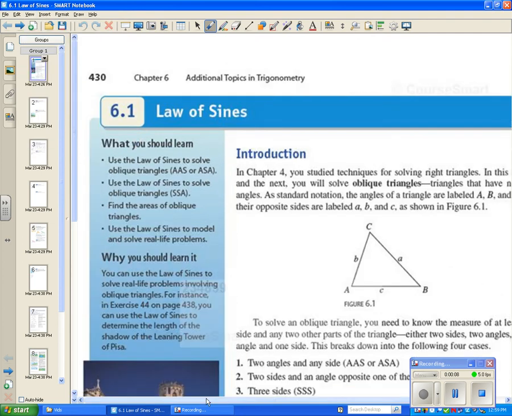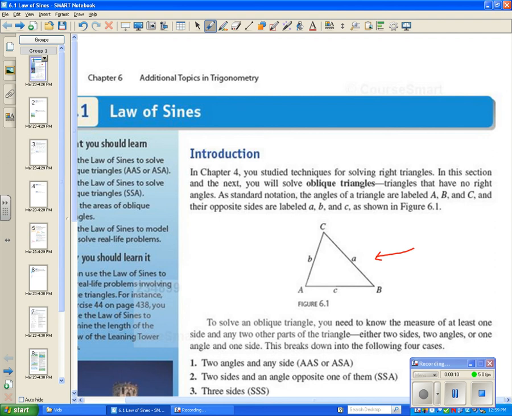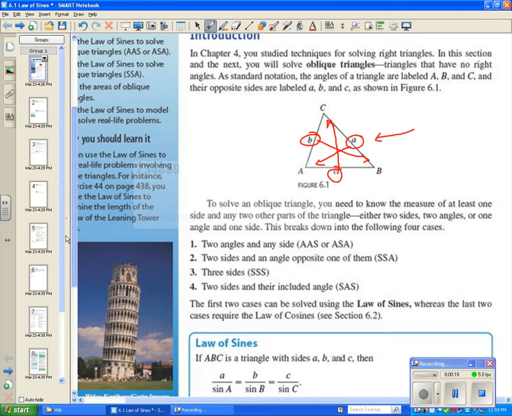Alright, the whole deal with Law of Sines is how we draw our triangle here. Notice the little a is opposite the capital A. Notice the little c is opposite the big C. Notice little b is opposite the big B. That's key because of how the formula is written.